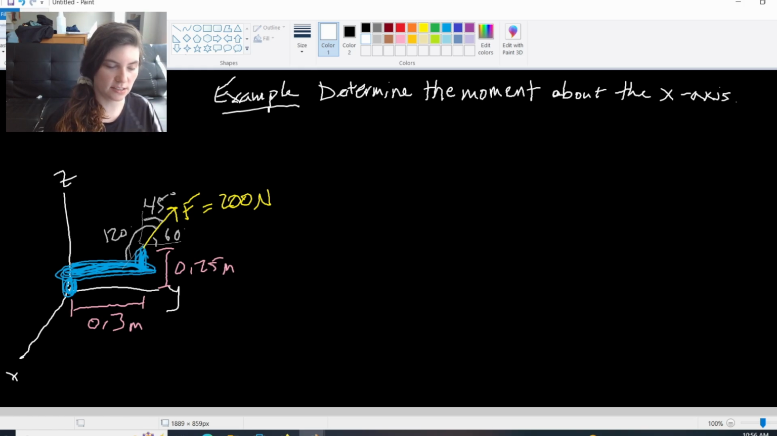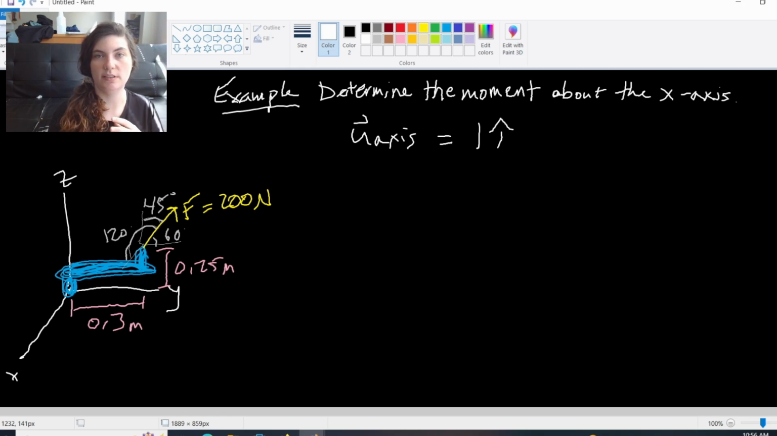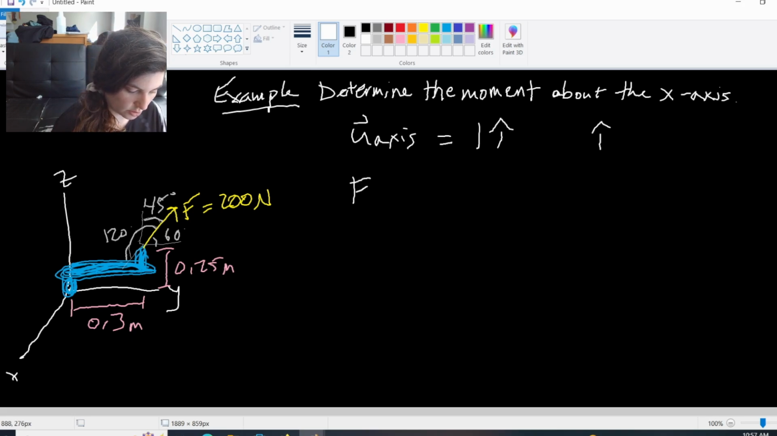About the x-axis, this means that our unit vector for our axis, if we're going along the x-axis, it's only going to be 1 i hat. That's the unit vector for the x-axis. So our unit vector for the axis of interest is going to be 1 i hat, or you can just write i hat. The 1 will be implied. We're also going to need our force vector and a position vector in Cartesian form.